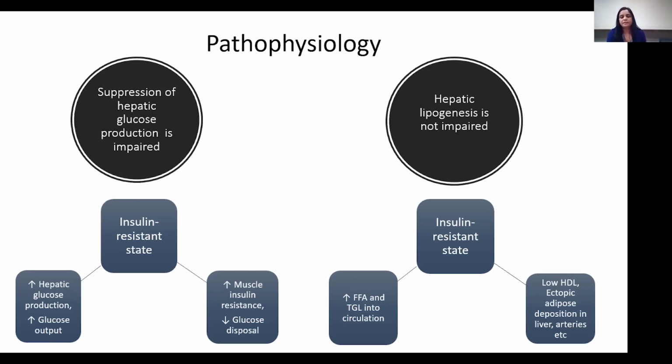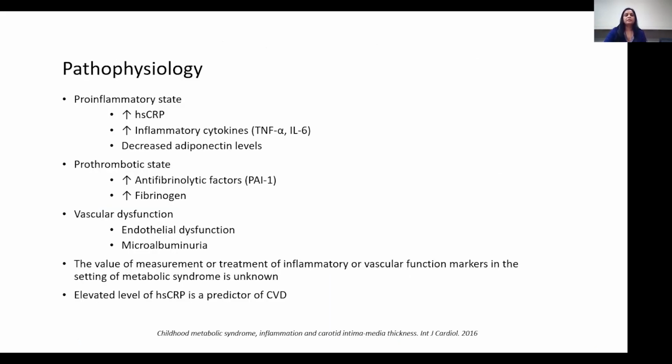On the other side, in the lipid profile side, in the insulin resistant state, because hepatic lipogenesis is not impaired, there are increased free fatty acids, increased triglycerides in circulation, low HDL, and adipose deposition in the liver and arteries. So this is the beginning of what can happen later.